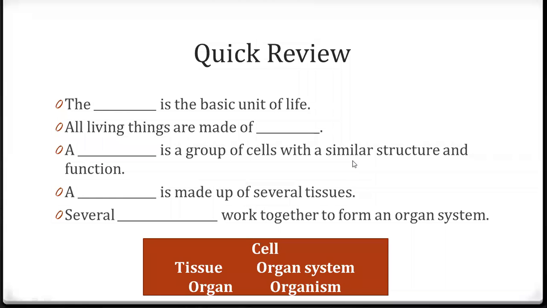Okay, so just as a quick review, push pause and see if you can fill in the blanks. You are going to use words more than once, and you will not use a couple words. Okay, so welcome back. The cell is the basic unit of life. All living things are made of cells. A tissue is a group of cells with similar structure and function. An organ is made up of several tissues, and several organs work together to form an organ system.